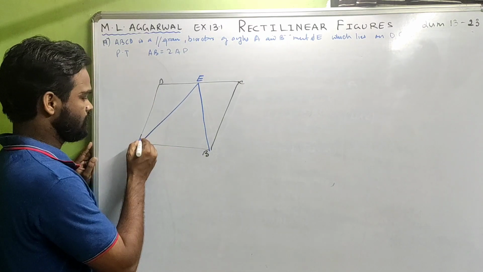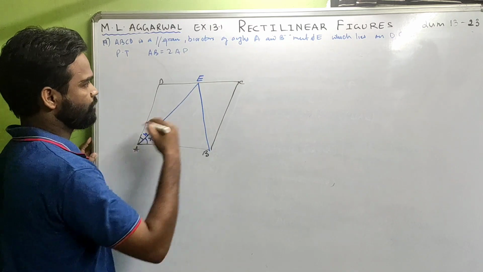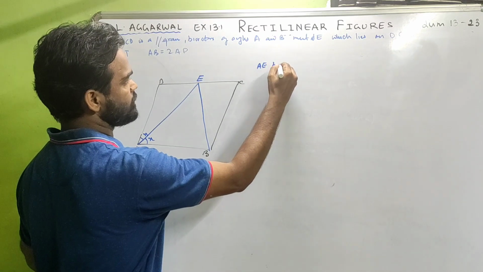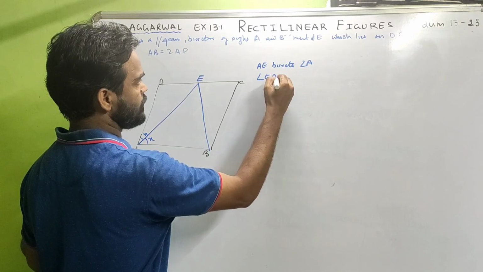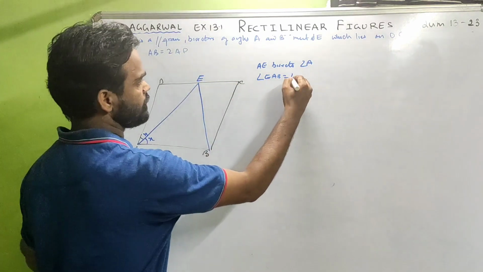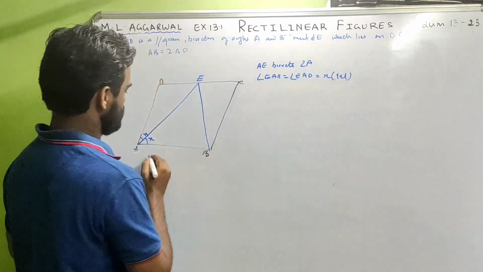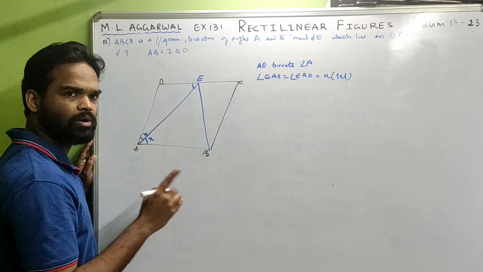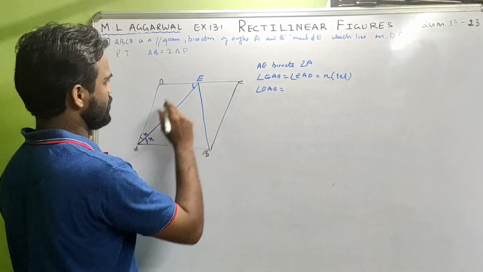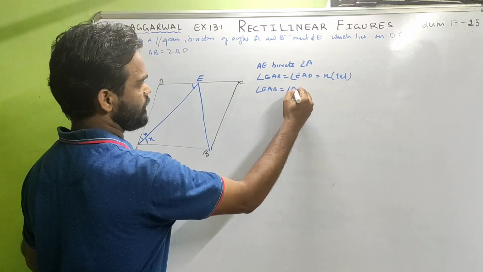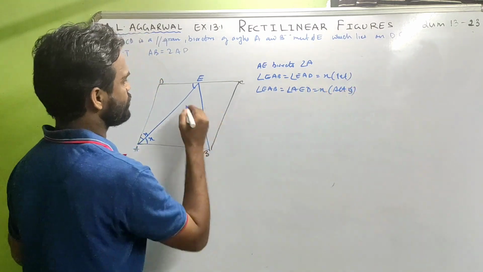Look over here. AE is the bisector of angle A, which means angle EAB is equal to EAD. Suppose X. Now this angle and this angle are equal, alternate. So angle EAB is equal to AED. AED is equal to X, alternate angle, isn't it?